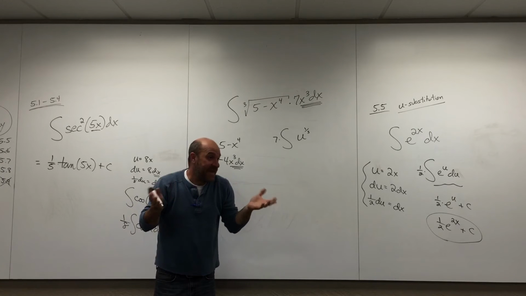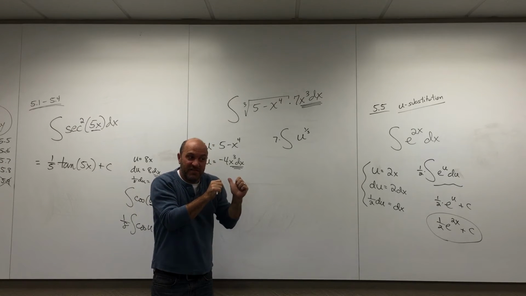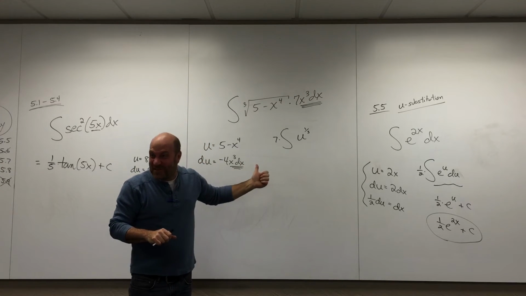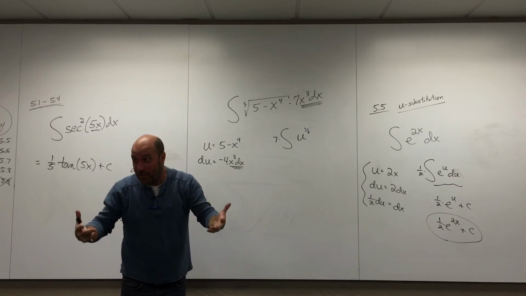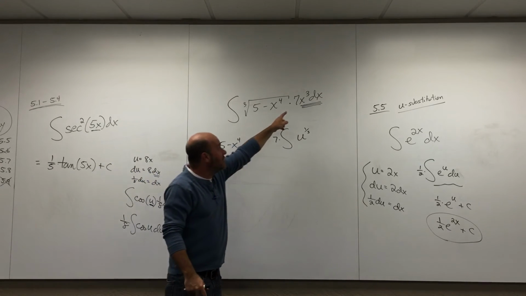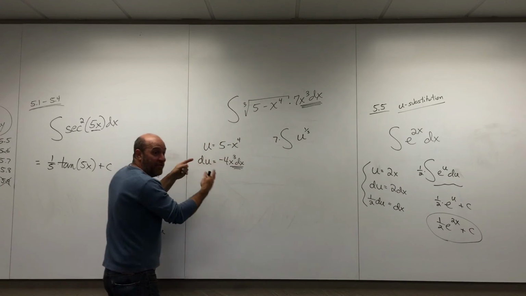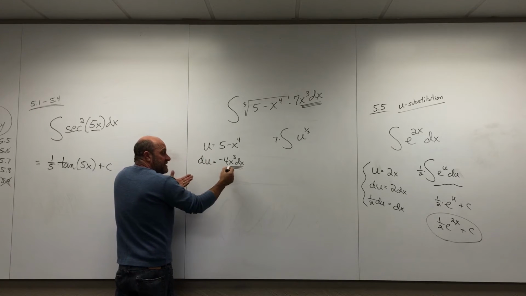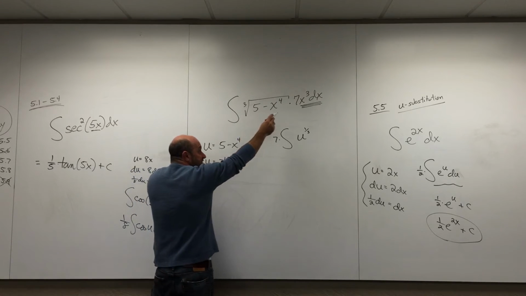Now, some problems can't be done. So when I set up these U-substitution problems, I'm setting them up so they're doable. I set that x cubed out there on purpose so this would happen. This x cubed dx matches that x cubed dx.